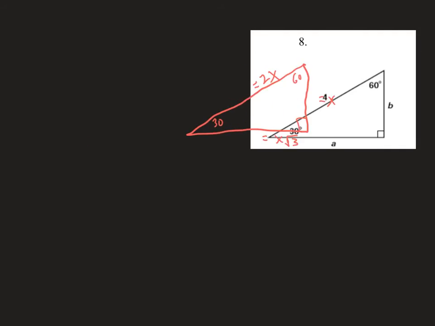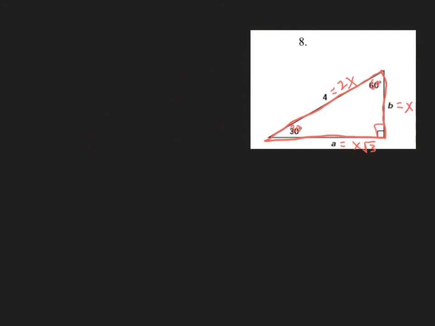And I'm just going to superimpose it right over here. So what do I know? I know that 4 is equal to 2x. So I'll need to solve for x, and I'm pretty much home free. So 4 equals 2x, so x is equal to 2. That makes b worth 2. How about a? A is going to be 2 rad 3, and we are done.